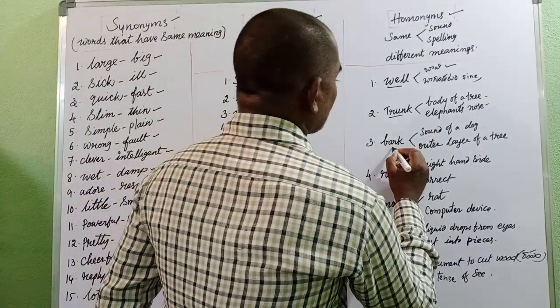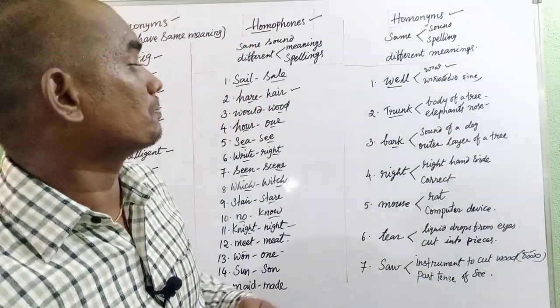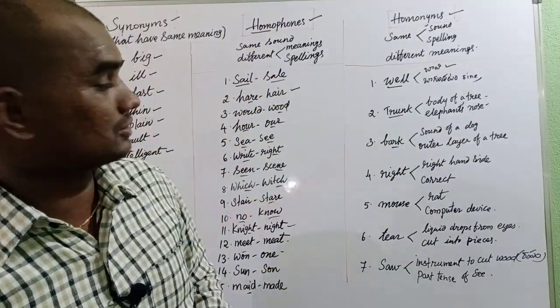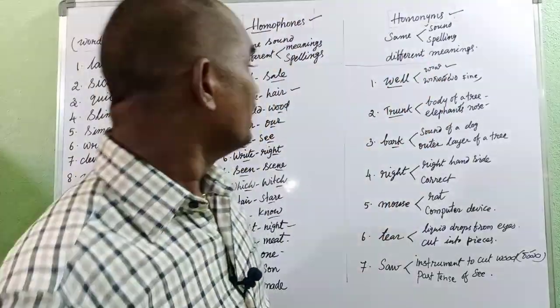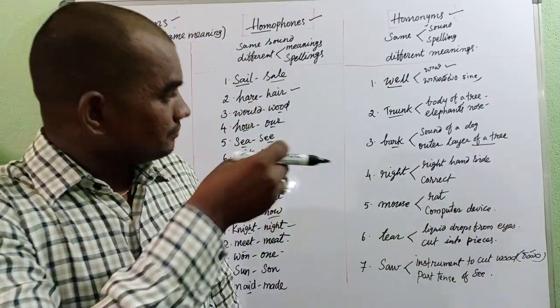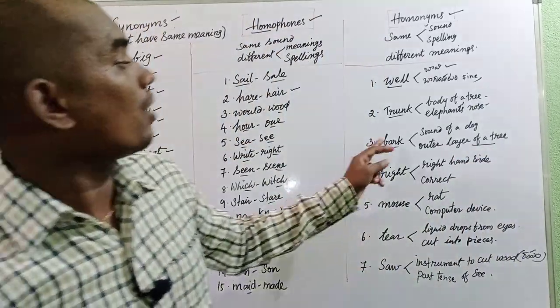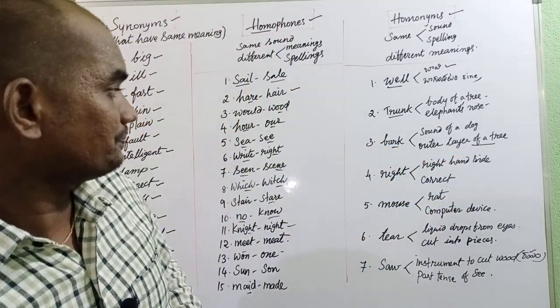Next, bark. Bark means the sound of a dog. Dog barks. Barking. Dog barking. Bark means sound made by a dog. Next again, bark: the outer layer of a tree. The outer covering of a tree, like dried wood, we call bark.